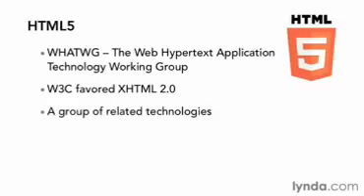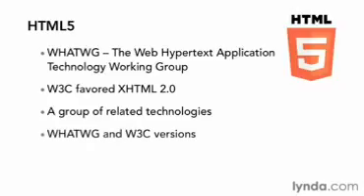HTML5 is actually a group of related technologies of which HTML is just one part. These technologies include a number of DOM, or Document Object Model, interfaces that are typically accessed with JavaScript, including web workers, geolocation, drag and drop, offline storage, and much, much more. The WHATWG and W3C versions of the full HTML specification do not always agree and do not even have the same list of technologies included.